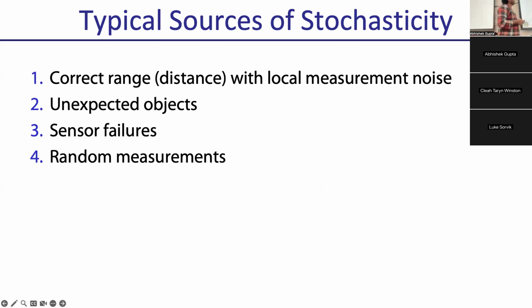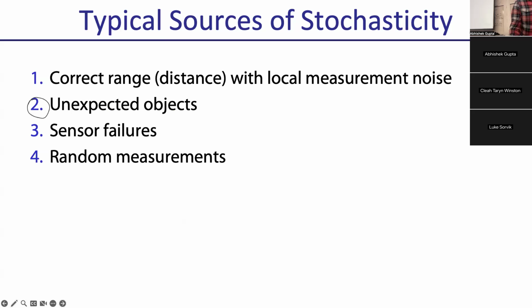The first is you might have just some noise around the correct distance. So let's say your distance was 10 meters, you might get 9.5. So you might get something in a small range around the correct distance. The second thing that could happen is that objects show up in your environment that weren't accounted for in the map, like someone just walks around, right? So you might have unexpected objects.